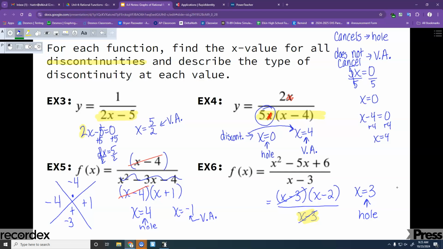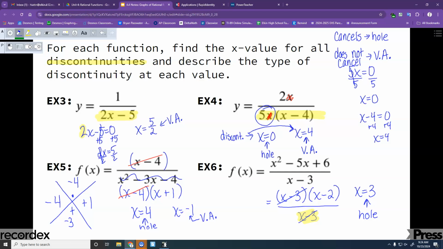Do I have anything at x equals 2? I don't have a discontinuity. It's a zero of the function. It's where it crosses the x-axis, but that's not what they're asking us for here. So no discontinuities. The top is only factored just to see if something's a hole or not. You don't get anything from that. Okay, questions?